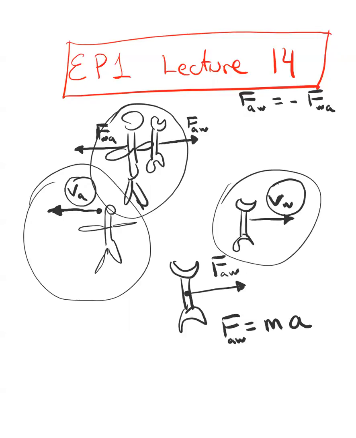So while this force is acting on the wrench, it is accelerating. We also know that acceleration is the derivative of velocity. Acceleration is telling us how fast the velocity is changing. So I can rewrite this equation as the force is equal to mass times the change in velocity.